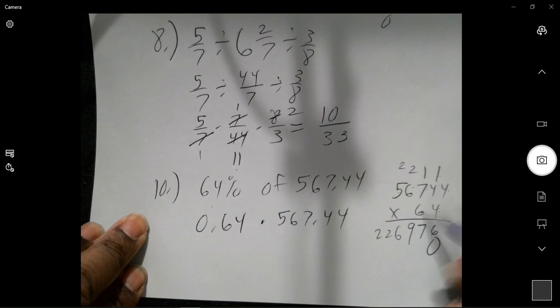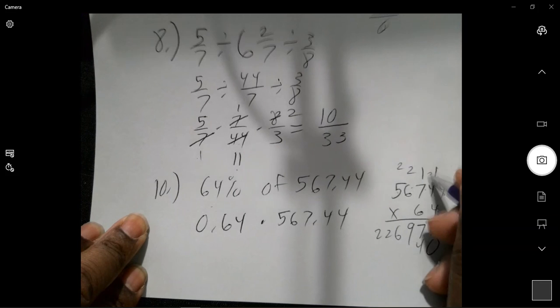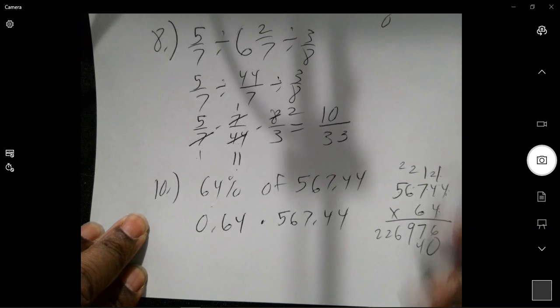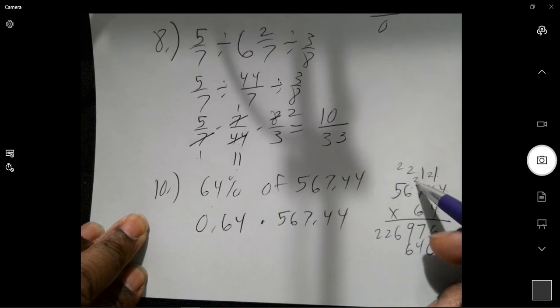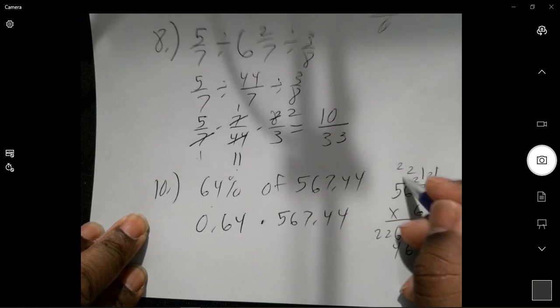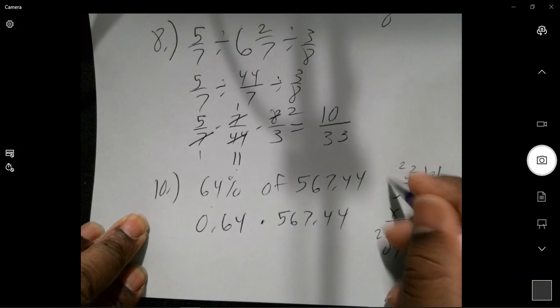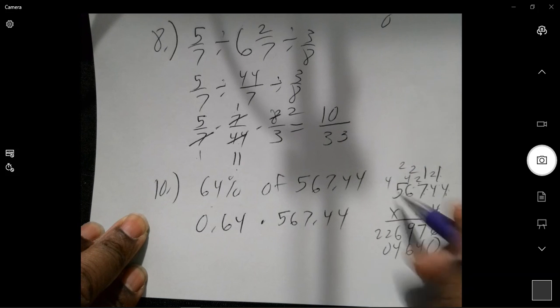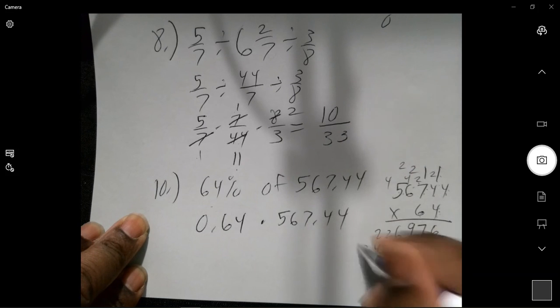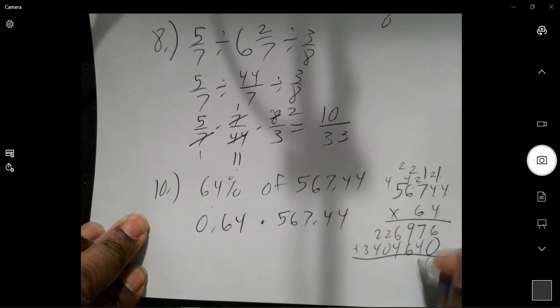Add a 0 here. 6 times 4 is 24. 6 times 4 is 24, plus 2 is 26. 6 times 7 is 42, plus 2 is 44. 6 times 6 is 36 plus 4 is 40. And 6 times 5 is 30 plus 4 is 34. So we will add all these together.